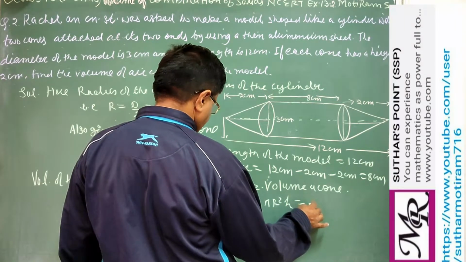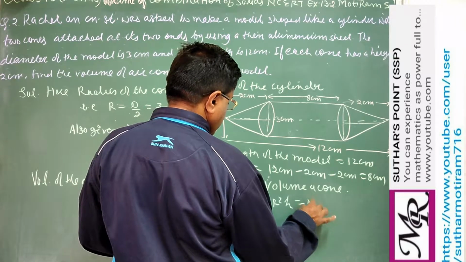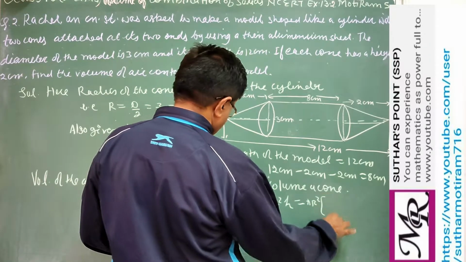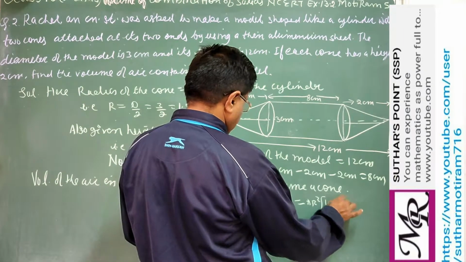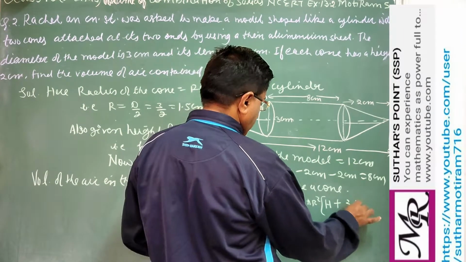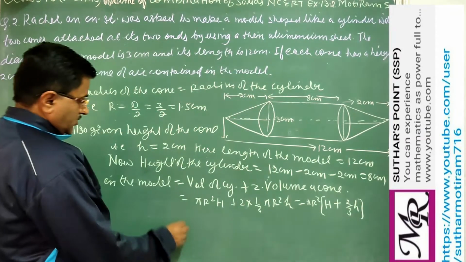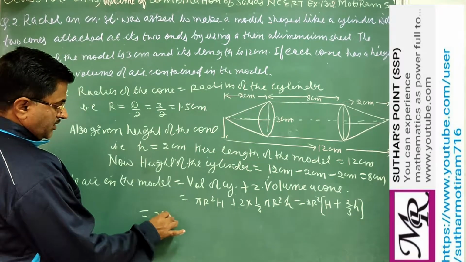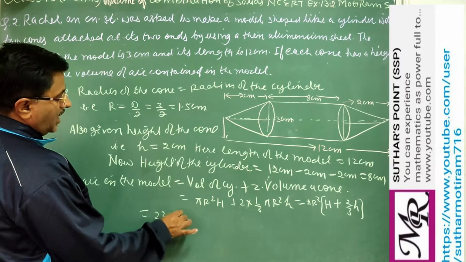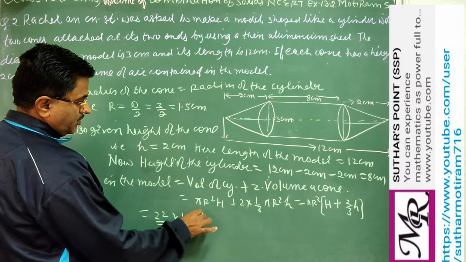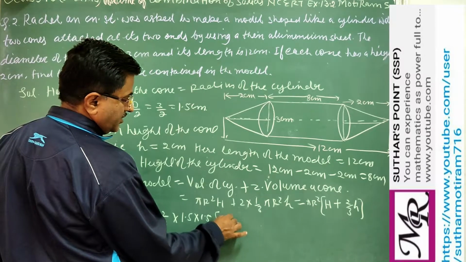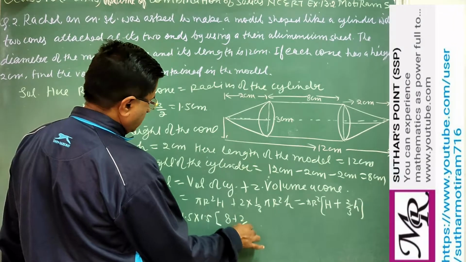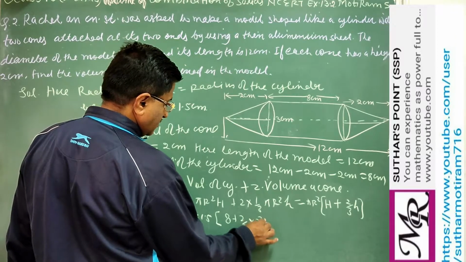Now you can take common if possible. So here we may take common pi r square. So pi r square common, so left in first term H, in second 2 by 3 h. So put the values, pi as 22 by 7, r as 1.5 into 1.5, capital H that is 8 plus 2 by 3 small h, that is 2.